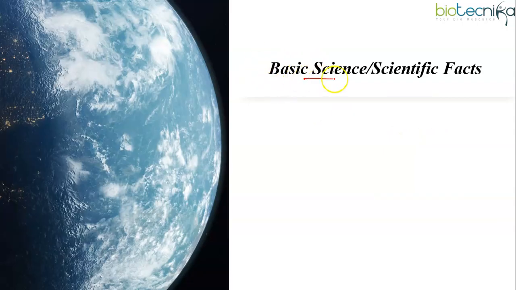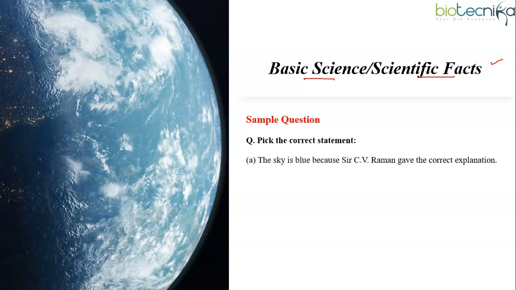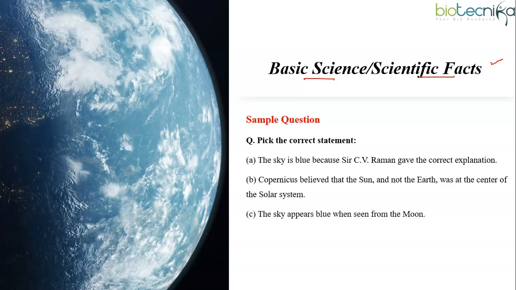Then questions on basic science or scientific facts are also often asked. Basic science is a topic that involves testing a hypothesis through experiments and observations, whereas in scientific facts, some facts are given and we have to find out whether the facts given are correct or incorrect. So here is a question based on scientific fact. We have to pick the correct statement. Statement A: the sky is blue because Sir C.V. Raman gave the correct explanation. Statement B: Copernicus believed that the sun and not the earth was at the center of the solar system.